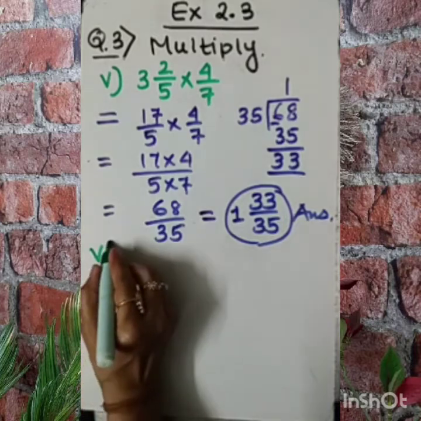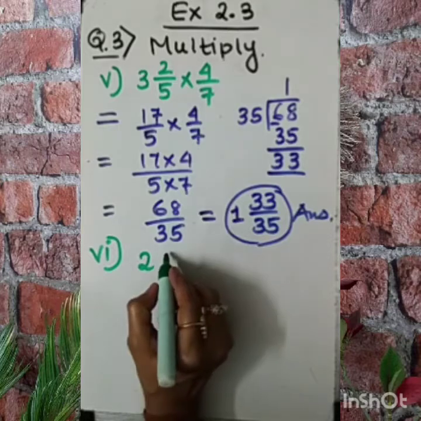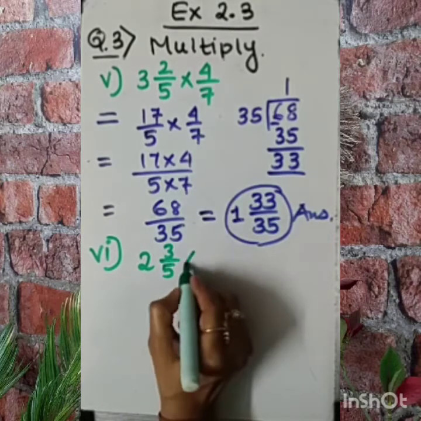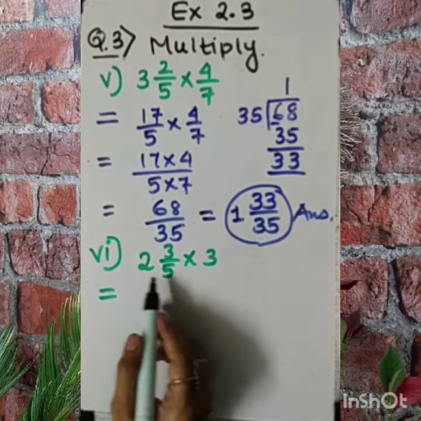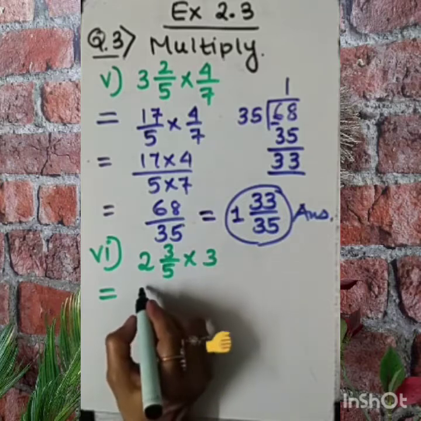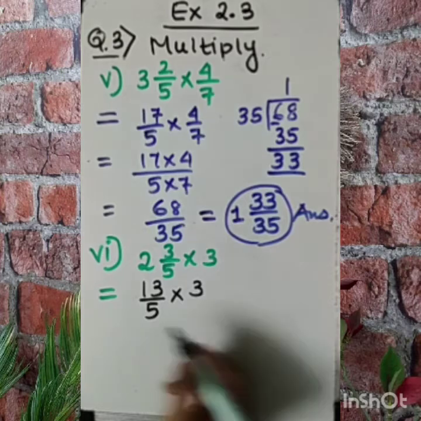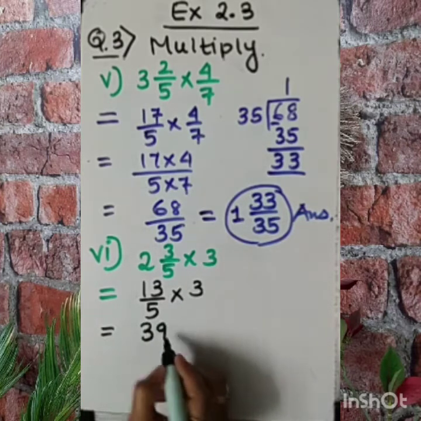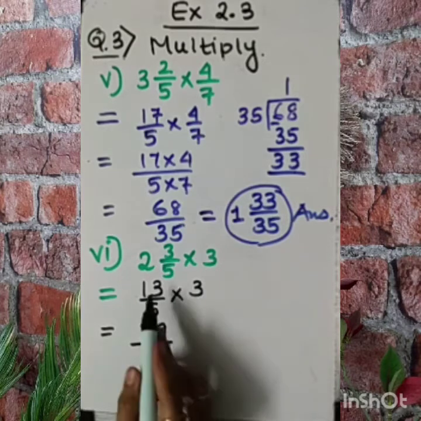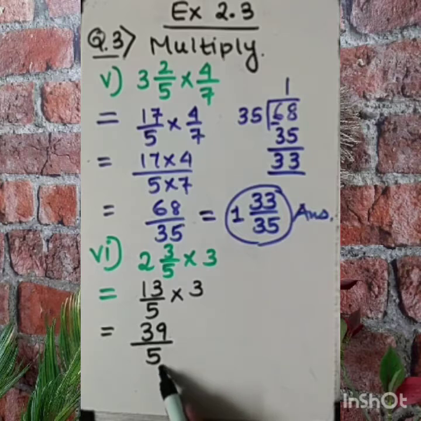Now we'll work out the sixth. We are given 2 3 by 5 into 3. So what we have to do? 2 5s are 10, 10 plus 3 is 13, so 13 by 5 into 3. What we have to do here? 13 into 3 is 39, so 39 divided by 5.